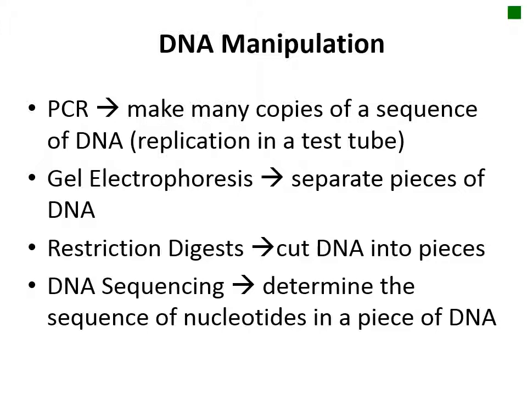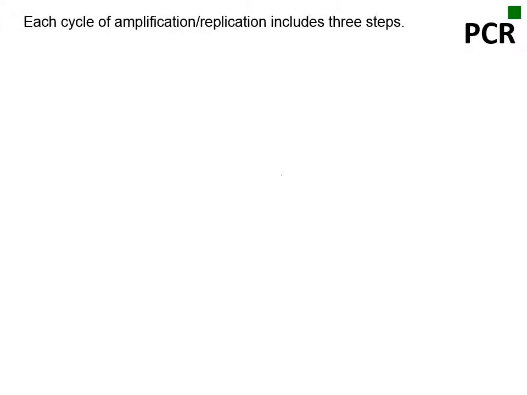Listed here are some of the key DNA manipulation techniques that are routinely completed in molecular laboratories. The first technique we will discuss is PCR, which stands for polymerase chain reaction. PCR is a method of amplifying or making many copies of a targeted region of DNA. This method was developed based on our understanding of cellular DNA replication and can be thought of as replication in a test tube. There are three steps to PCR.